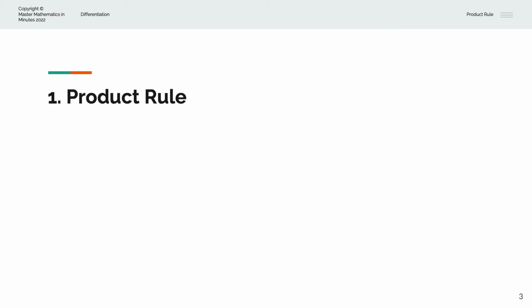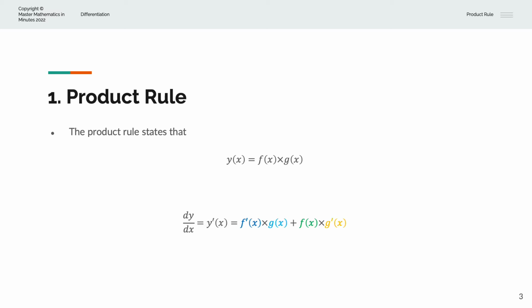So, what is the product rule? The product rule states that for a function y(x) equals f(x) multiplied by g(x), we have dy/dx, which is y prime of x, equals f prime of x multiplied by g(x) plus f(x) multiplied by g prime of x.